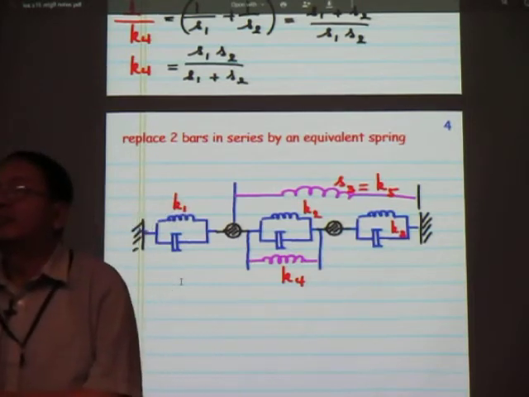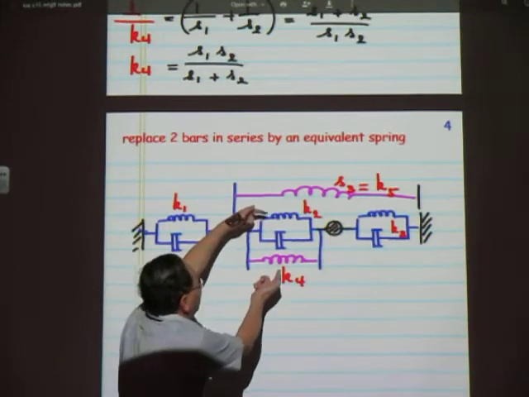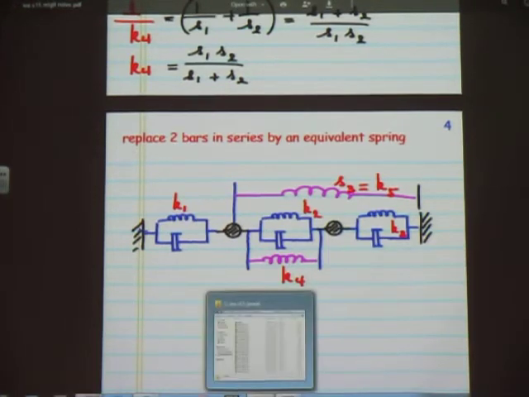You could say that the springs with the constants K2 and K4 are in parallel. Very good. These two are in parallel. Combine them together. That's it. Reduce the system even further.